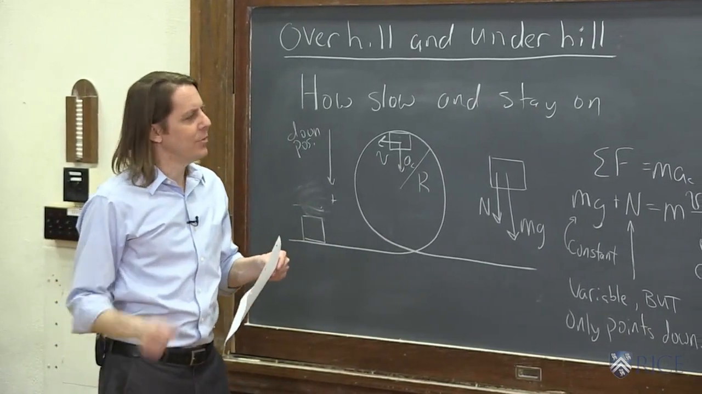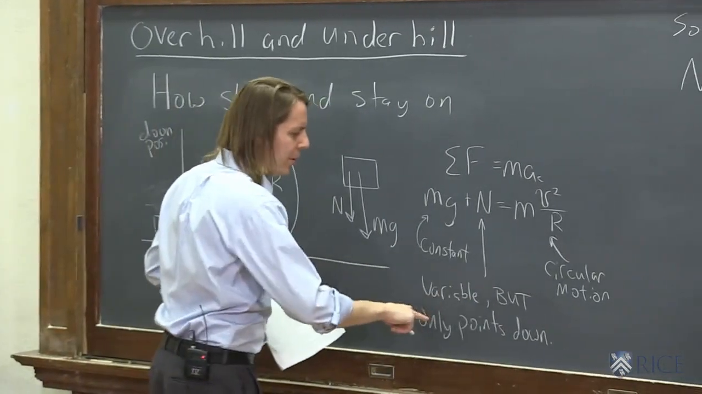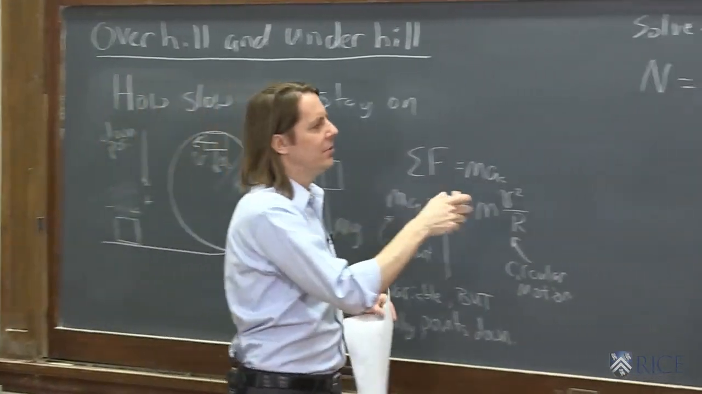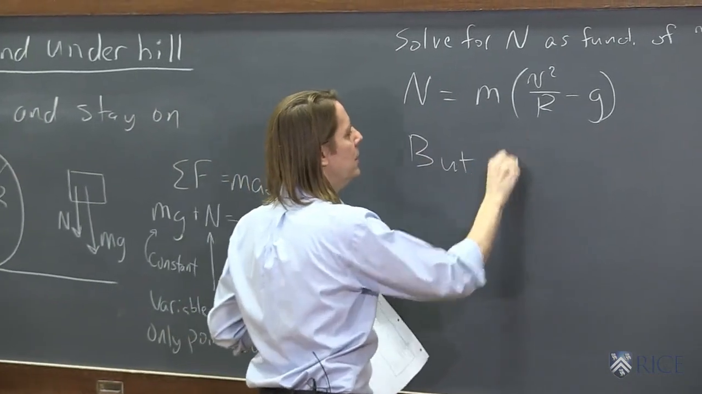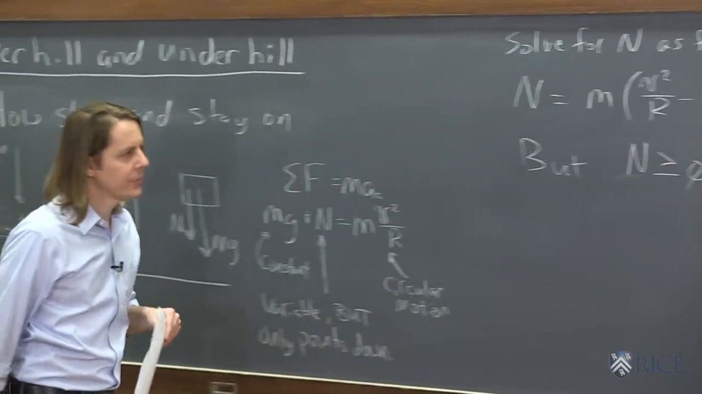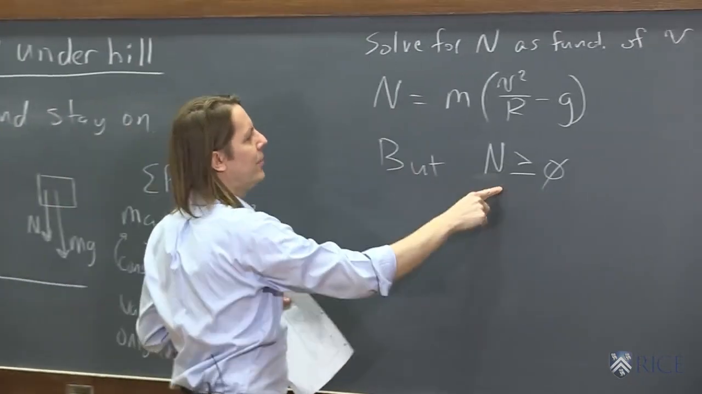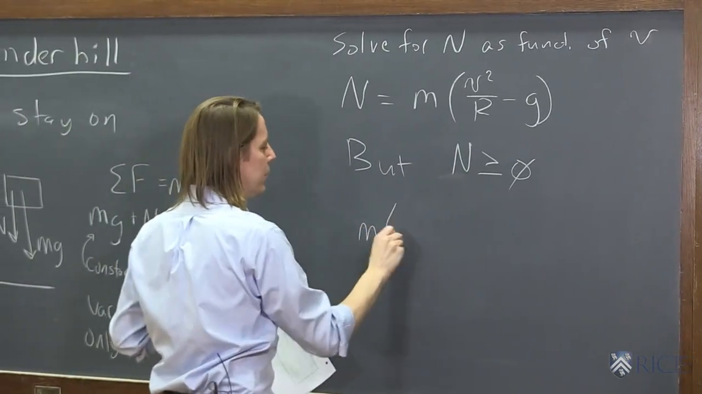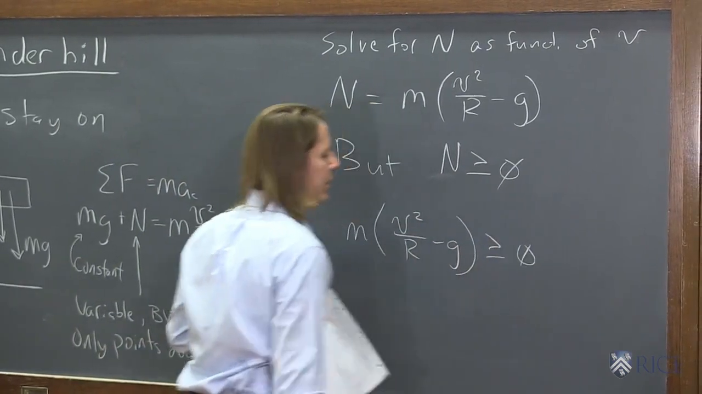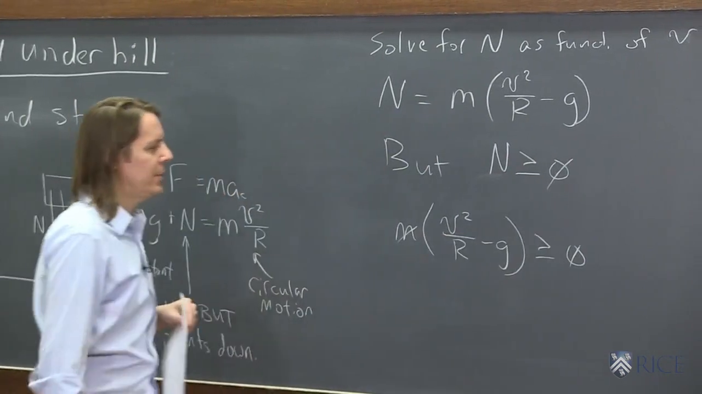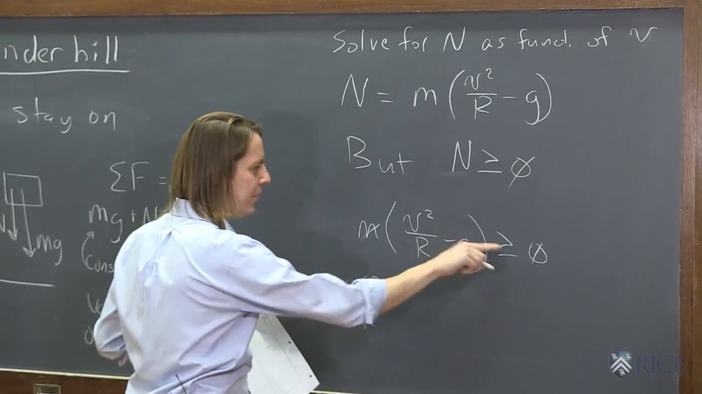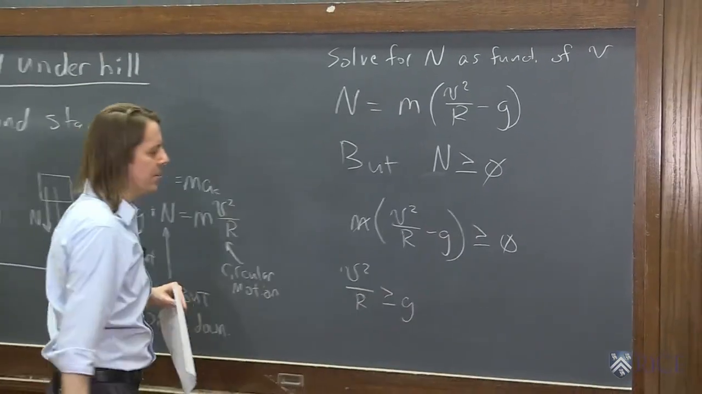But then you remember, the normal force can only point down. We've defined down as positive. The normal force can never be negative. So N is always greater than or equal to 0. Well, if this is always greater than or equal to 0, then this must always be greater than or equal to 0. You cancel the m because it's 0 on that side, and you say, oh, v squared over r must be greater than or equal to g.